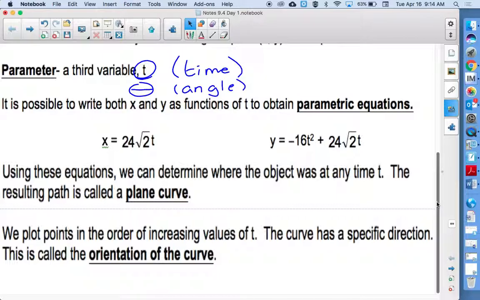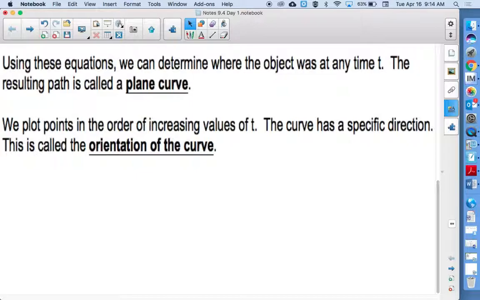So the path that the object takes with respect to time is not just a typical xy graph. So it gets a special name that we will graph still in the coordinate, the xy axis, but it will be a curve and it's called a plane curve. We plot points in a specific order. So as time increases, we will be plotting points from left to right.